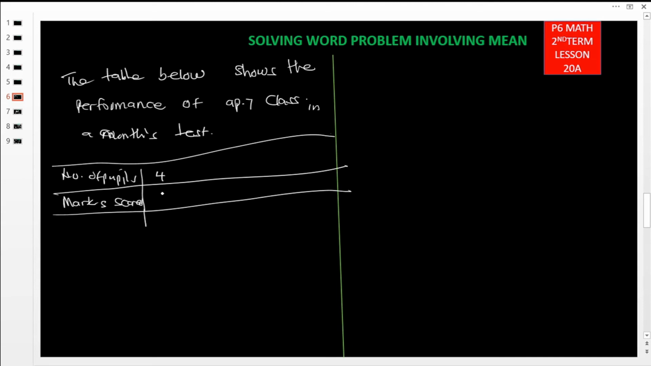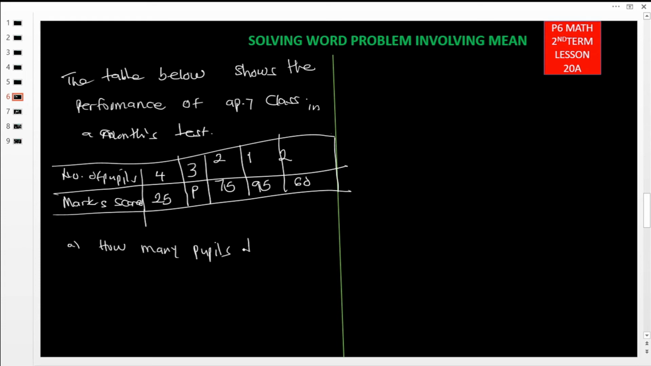Then here we are having 4 pupils scored 25. Then 3 pupils scored the marks, we don't know, that is a P. Then 2 pupils scored 75. Then here 1 pupil scored 95. Then this is 2 pupils scored a 60. This might be you.